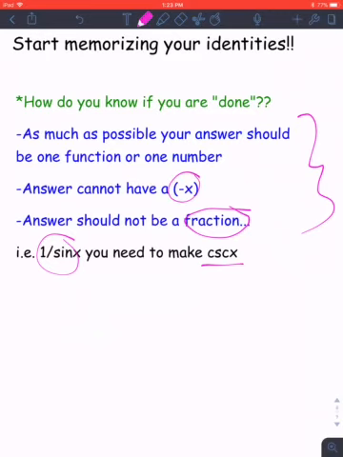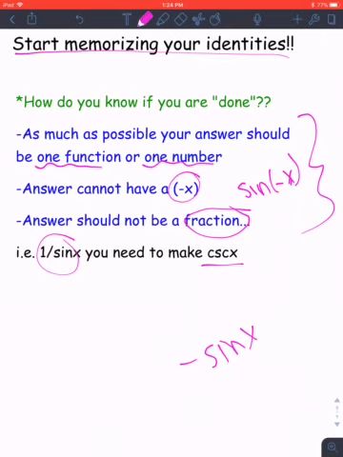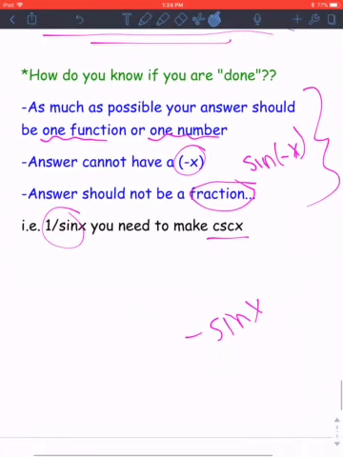You can't have a negative left on the inside of your parentheses. It could be on the outside and say negative sine. That's fine, but not on the inside. And most of the time it should just be one function or one number. So you do need to memorize these. So start memorizing them now. Your reciprocal ones you probably already know, but a little bit every day will be helpful for this unit to make sure we're keeping up with that.